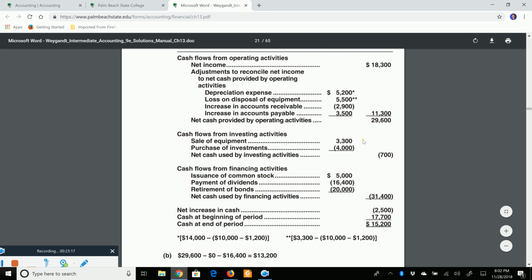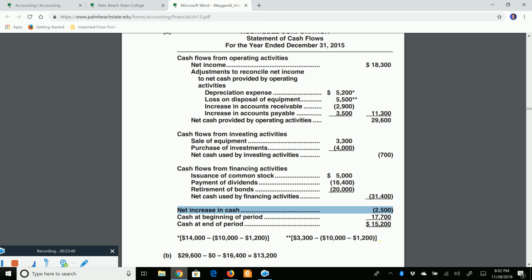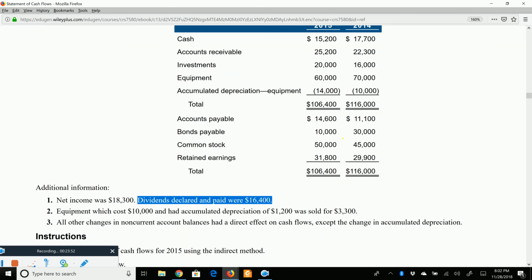So let's add up the three sections now. Net cash provided by operating activities, positive $29,600. Net cash used by investing activities, negative $700. Net cash used by financing activities, negative $31,400. If you add these three numbers up that I just read, it comes to a net decrease in cash of $2,500.